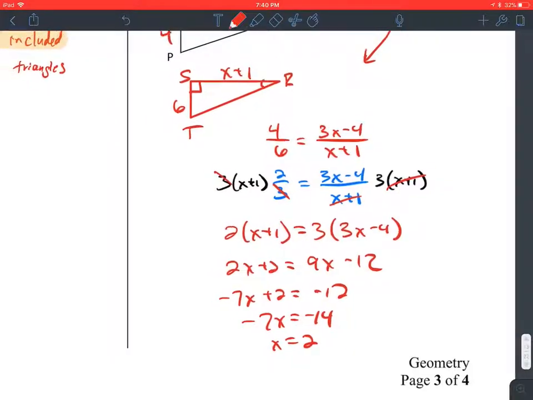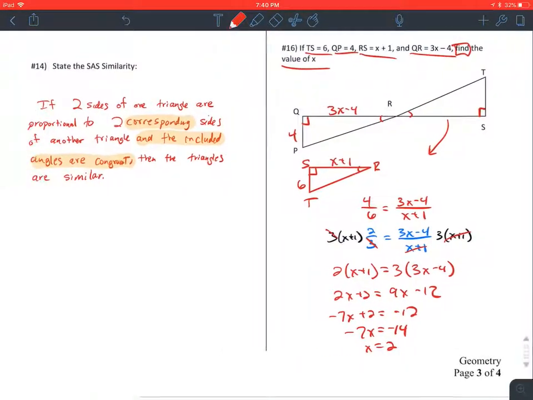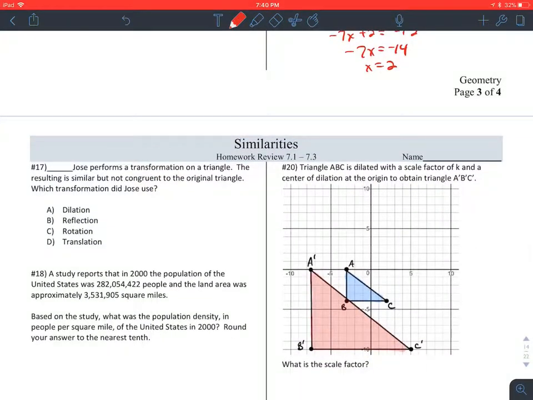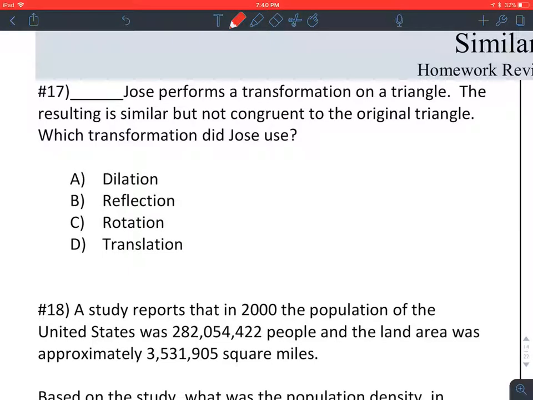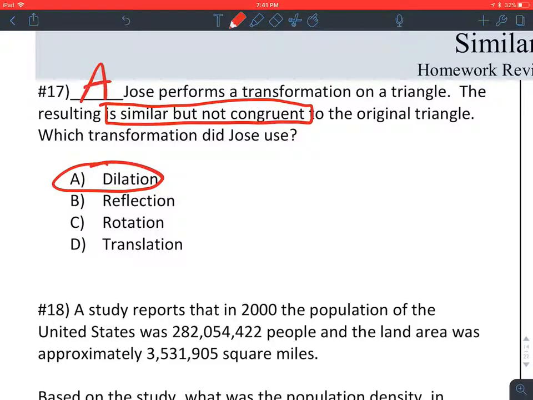Let's just confirm that I answered the question. Find the value of x. I have done that, so I'm going to continue. 17. Jose performs a transformation on a triangle. The resulting triangle is similar but not congruent to the original. Which transformation did Jose use? If the resulting transformation is similar but not congruent, it must be a dilation. So the answer is A.